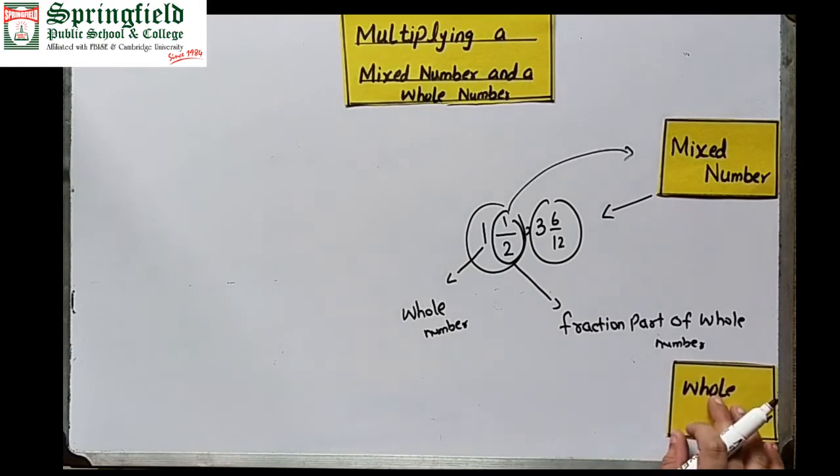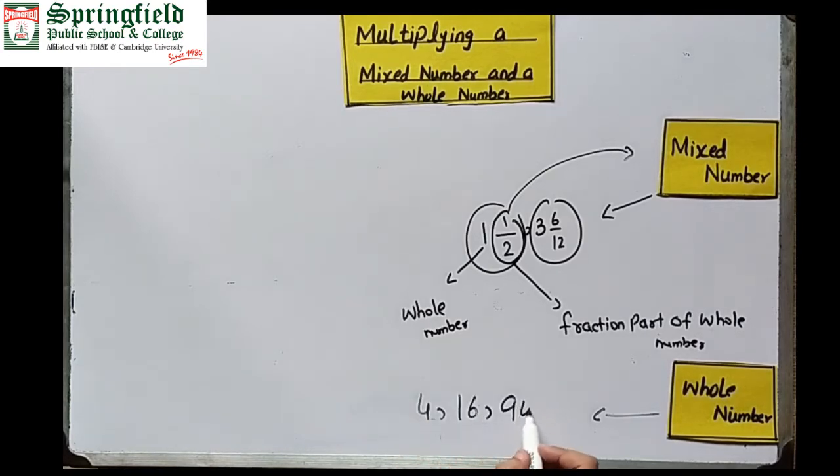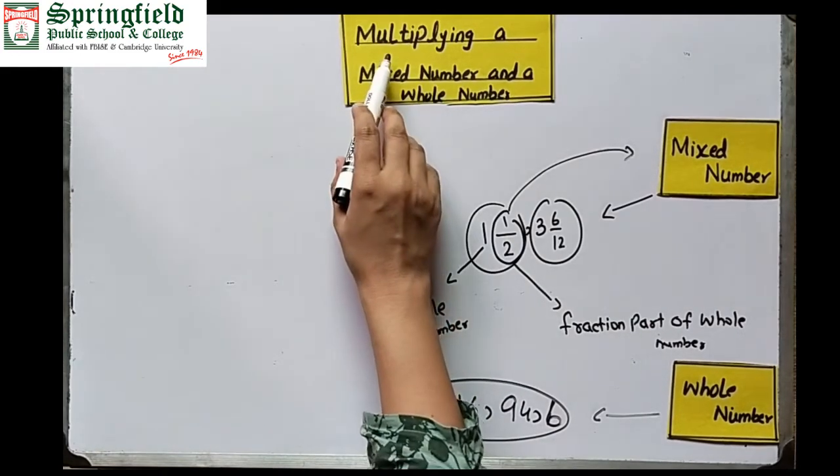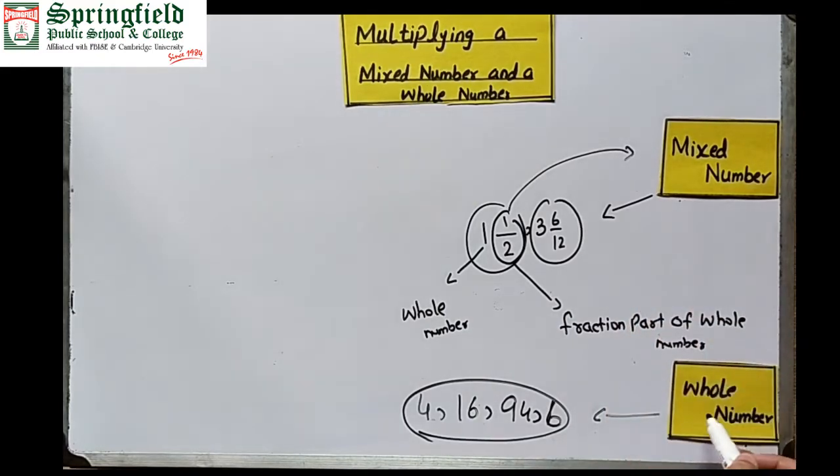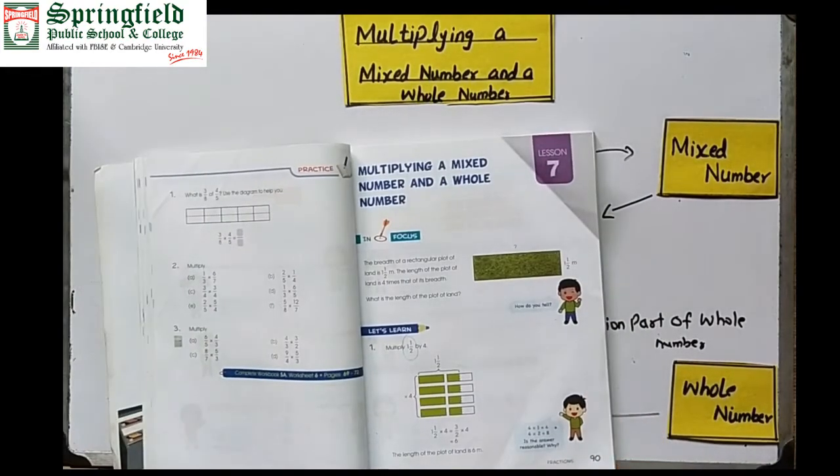Now come on to the second point, and that is whole number. Whole numbers are numbers without a decimal point. Let's suppose 4, 16, 94, 6. These types of numbers are called whole numbers. Understood? Now in this assignment we will learn how we can multiply a mixed number and a whole number. Now let's come on to page number 90.